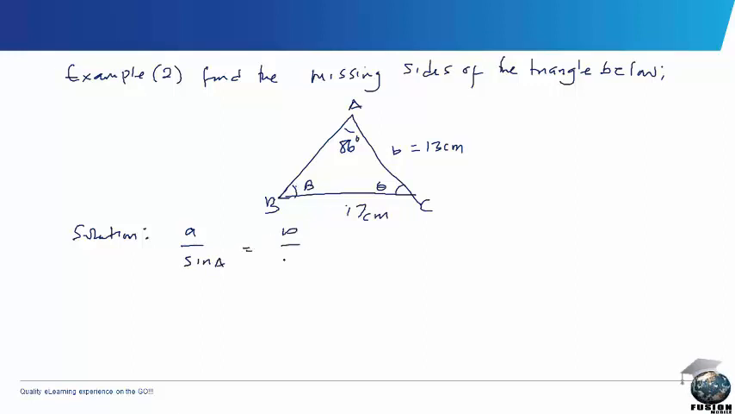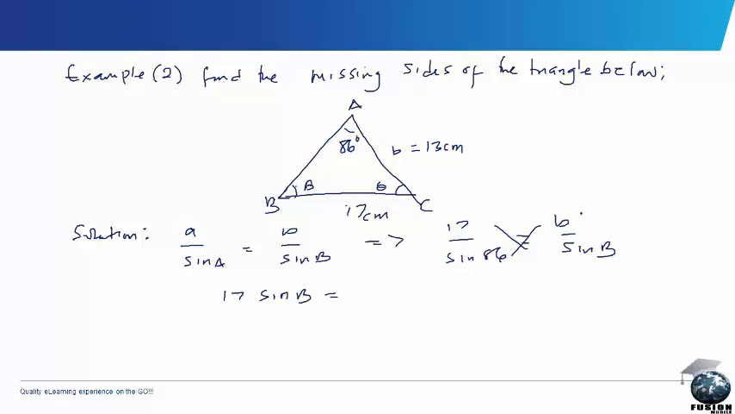Side B, and no angle was given. So this implies that we have A over sine A, which is 17 over sine 86, equal to B over sine B. When we cross multiply, we have 17 sine B is equal to B sine 86.